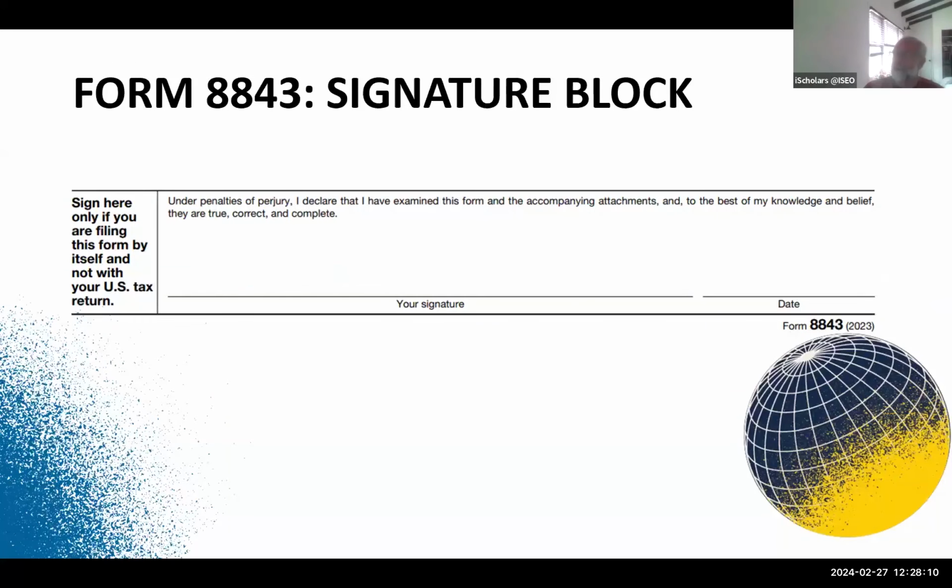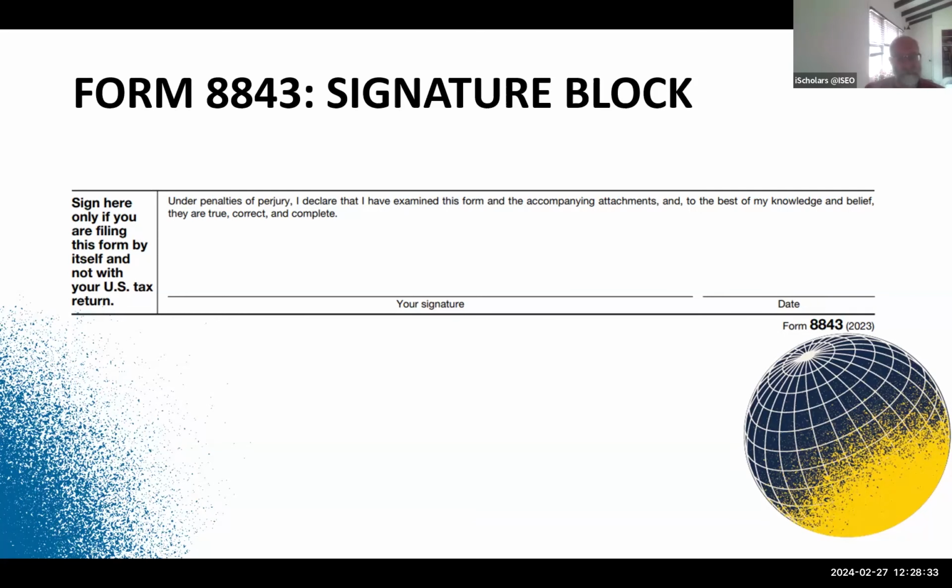Okay, and then finally, sign here only if you are filing this form by itself and not with your U.S. tax return. So again, this session is designed primarily for folks who do not have any U.S. source income and therefore do not have to file the 1040 NR. If that's the case, then you would need to sign this form.